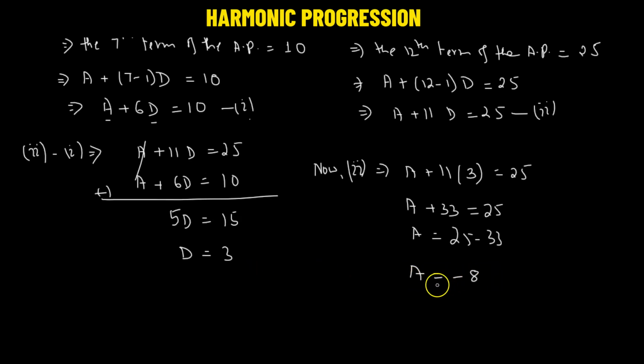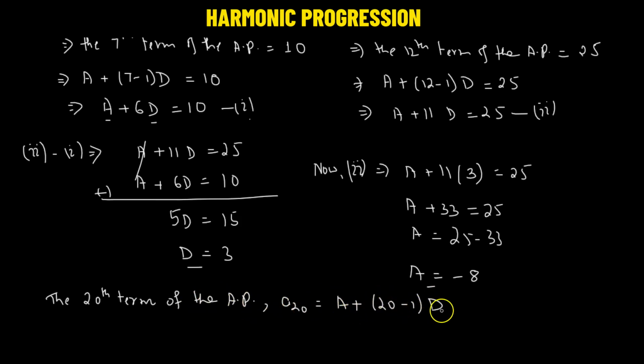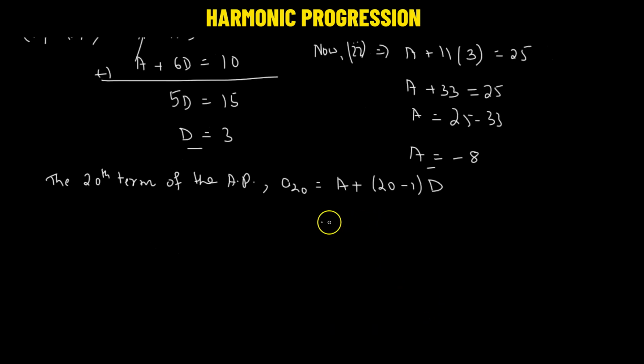Now that we have the first term A and the common difference D, we can find out the 20th term of the arithmetic progression. So let's find it out. The 20th term of the arithmetic progression, A20, is given by A plus 20 minus 1 times the common difference D. So we have A, which is negative 8, added to 20 minus 1, which is 19, times the common difference D. So we get negative 8 plus 57, that's 19 times 3. Now 57 minus 8 is going to be 49. So the 20th term of the arithmetic progression is 49.